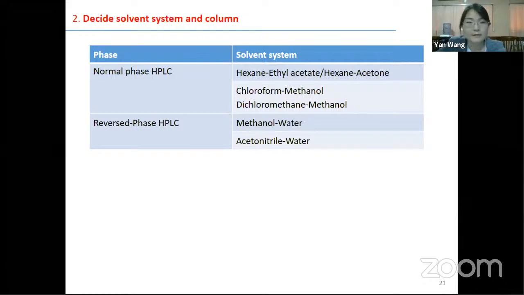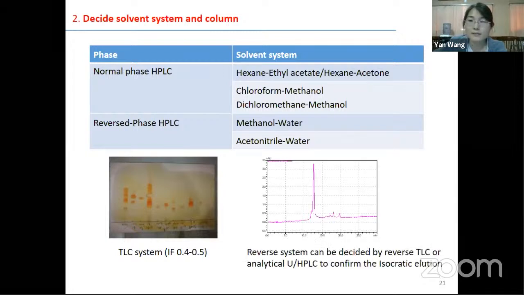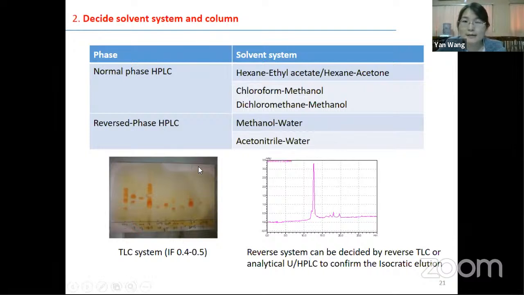And the second step is, of course, to decide the solvent system. For this, it's the same TLC you have seen from the previous slides. From this TLC, I didn't write the system, whatever the system. Maybe it's hexane and ethyl acetate, maybe it's DCM and methanol. This is a normal phase HPLC system. You can decide the system by the TLC before you inject your sample.